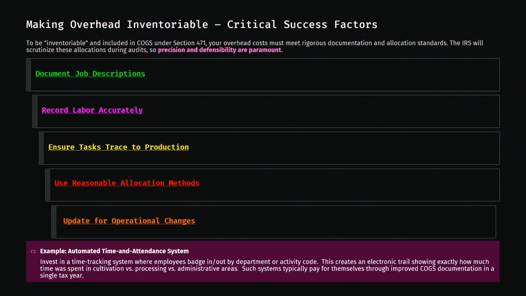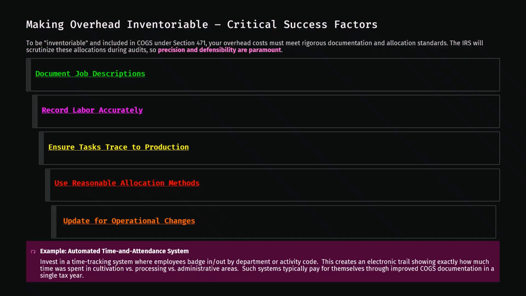The cannabis industry evolves fast. So if your team is cross-trained and they are wearing multiple hats, say trimming in the morning and packaging in the afternoon, you'll need to adjust your cost allocations to reflect that reality. And the same goes for if new automation or equipment are introduced, promotions that move employees out of direct labor, or production volume changes that shift fixed cost percentages.